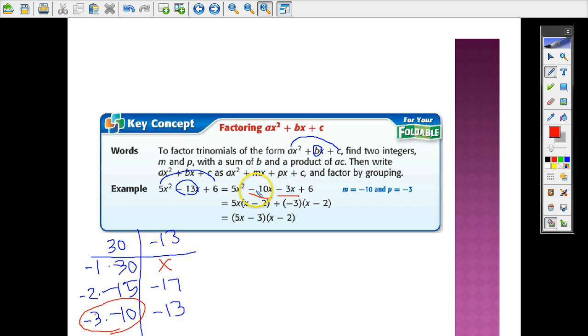Now we are going to regroup. You have 5x squared minus 10x, 5x is in common. Negative 3x plus 6, they have the negative 3 in common. Now you have x minus 2 factored out, and you have 5x minus 3. And there's your factored form.